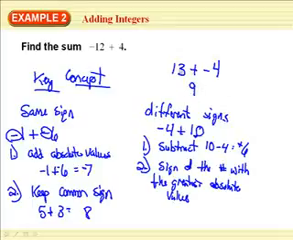And then you say, which one is bigger, 13 or -4? Are there more positives or more negatives? There's more positives. So the answer is +9. That's all there is to adding integers. So there's your key concept box.